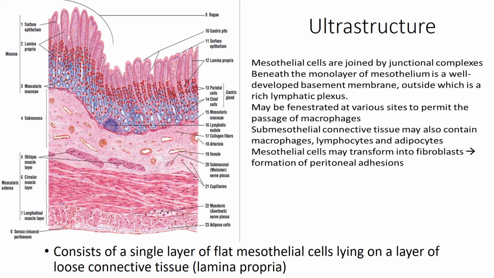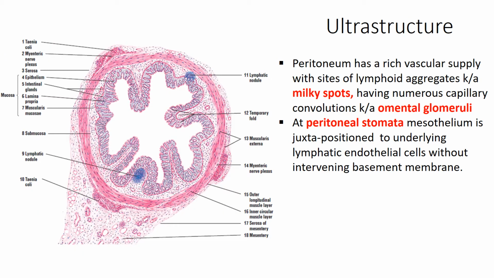Now this subendothelial connective tissue also contains macrophages, lymphocytes as well as adipocytes, and these mesothelial cells transform into fibroblasts, and that explains their involvement in inflammation like peritonitis or post-surgical peritoneal adhesion. Peritoneum has a rich vascular supply, and that includes the lymphatics as well.